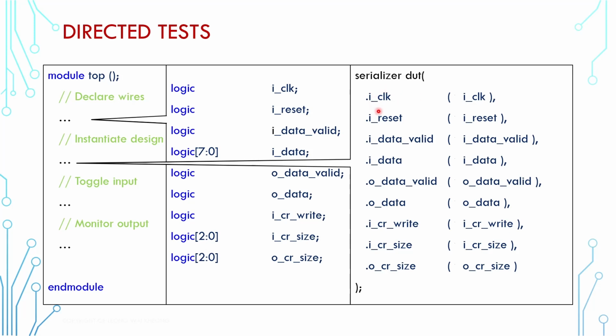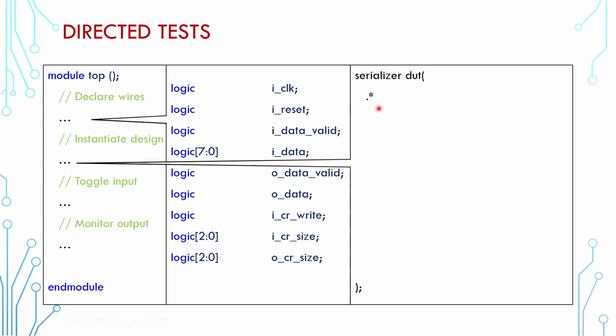However, using the same name will allow you to use a shortcut, which is dot star. This basically means the top level module has all the wires which are named exactly like the design port, so you don't have to write the port connection one by one.